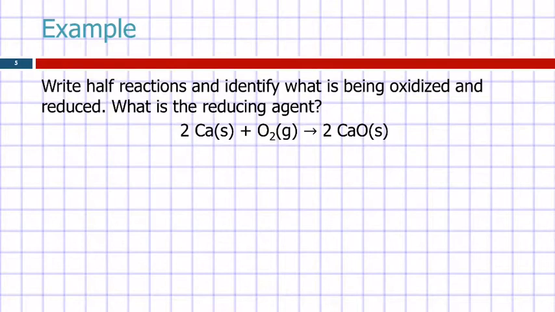So what we're going to do here for this calcium oxide, that's an ionic compound, isn't it? So we're going to look at the individual ions. The ions that are present in there are calcium 2 plus and oxygen 2 minus. So one half reaction is going to be calcium going to calcium 2 plus, and the other is going to be O2 going to O2 minus.